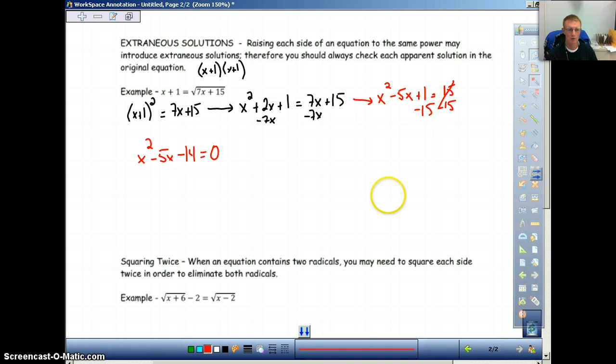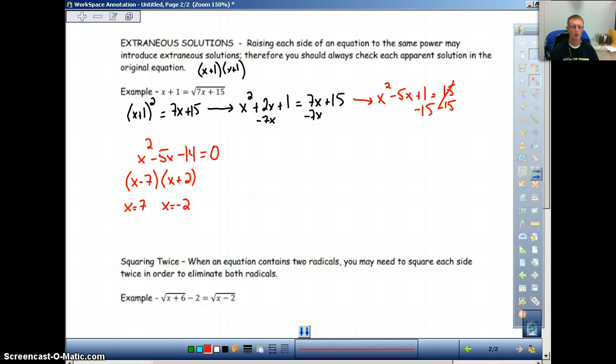So from here, we're going to factor. The factors that we get when we do this are x minus 7 and x plus 2. Again, how did I get that? Well, I knew it was going to be x and x because it's x squared. Here we have minus 7 times positive 2 is negative 14, and minus 7 plus 2 is negative 5. That's how I know that those are our factors. So our apparent solutions are x equals 7 and x equals negative 2.